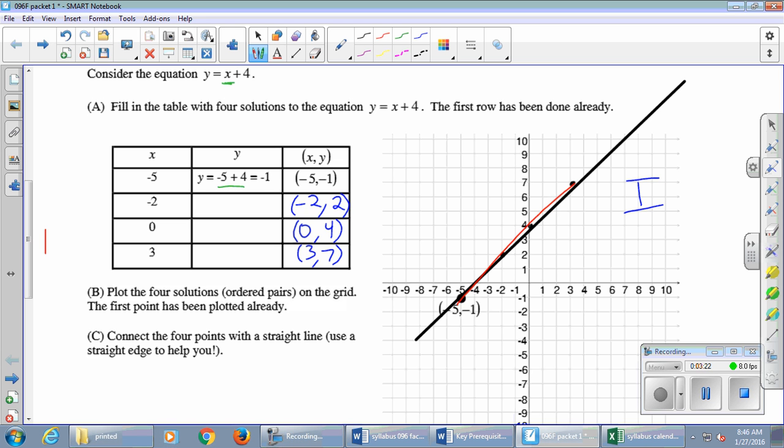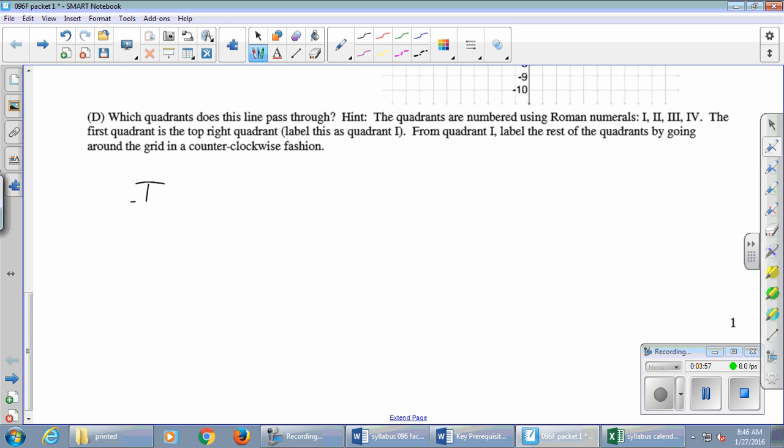Everybody says quadrant 2 is down here. Somebody says up here. Anybody else say up here? Okay, so for some reason, we go counterclockwise when we label the quadrants. I don't know why we do that, but we do. And then down here, bottom left is quadrant 3, and then bottom right is quadrant 4, IV. So which quadrants does this line pass through? 1, 2, and 3. That's it. Okay, so that was just a quick review of stuff with lines.